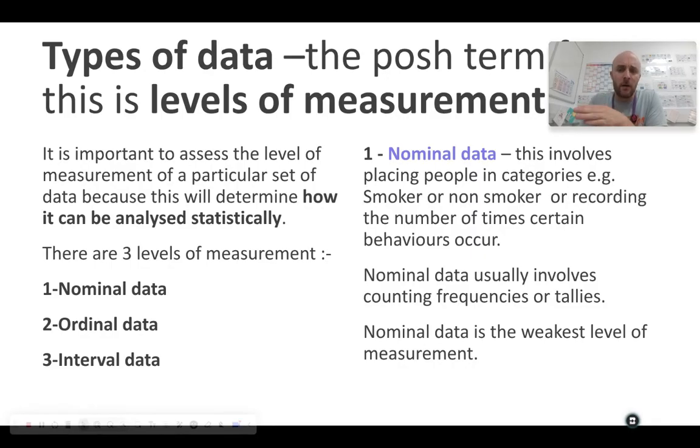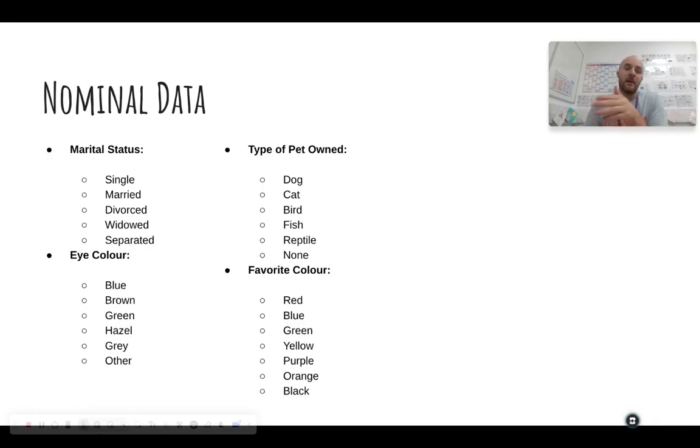So let me give you a couple of examples of what is nominal data. I've got some just here, for example. I could get all of this information from you: marital status, eye colour, type of pets owned, and favourite colour. Generally speaking, yes, you might have several types of pet owned. You might have several. That's fine. In that case, that's the exception to the rule.